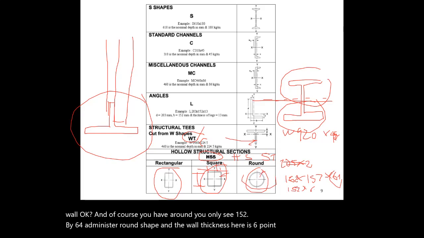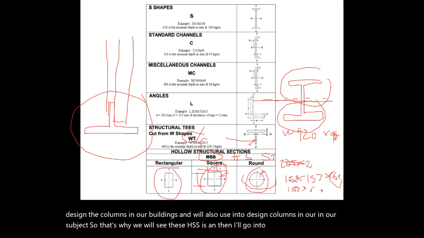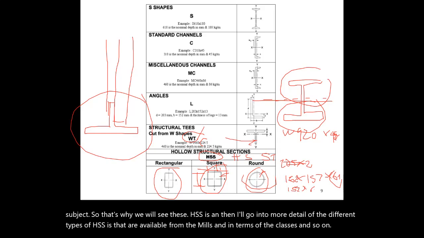And we will be using these to design the columns in our buildings, and we'll also use them to design columns in our subject. So that's why we'll see these HSSs, and then I'll go into more detail of the different types of HSSs that are available from the mills in terms of the classes and so on. Anybody have any questions on this?